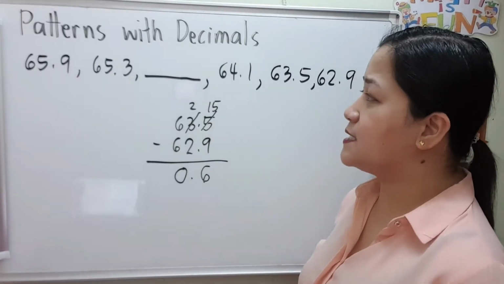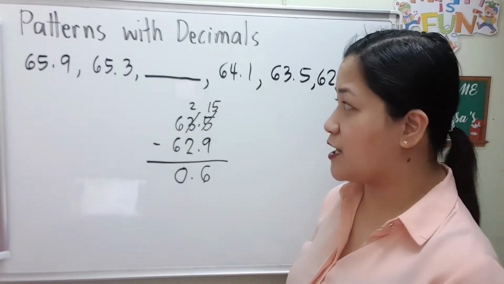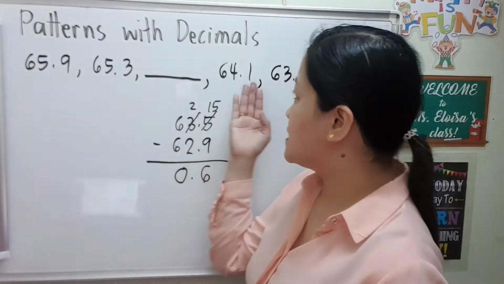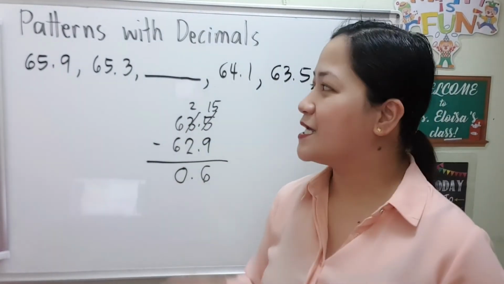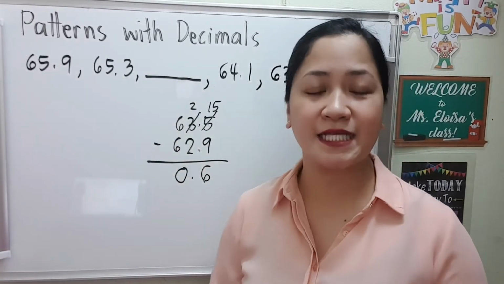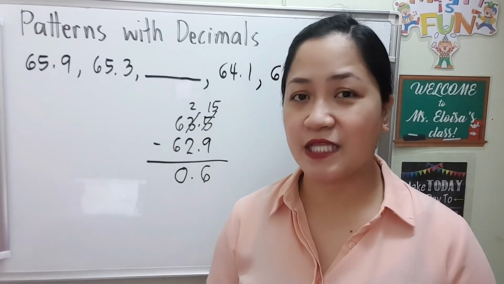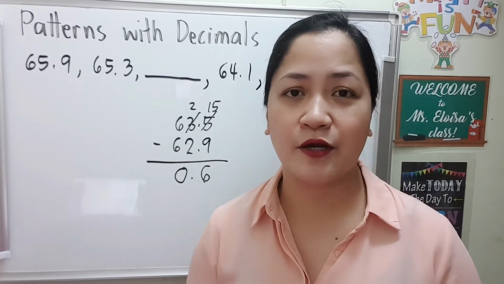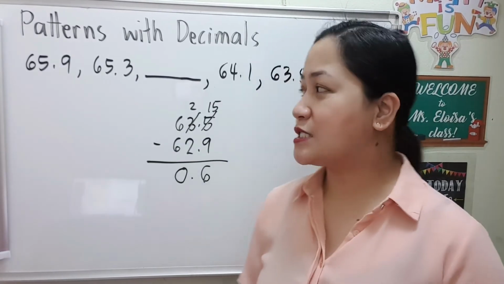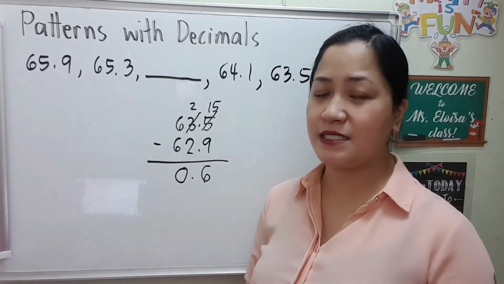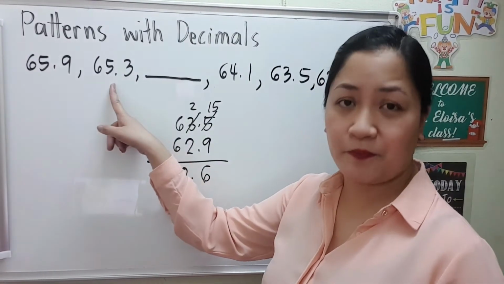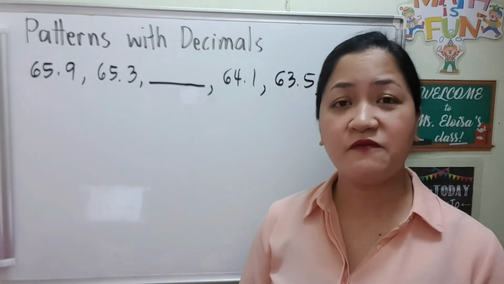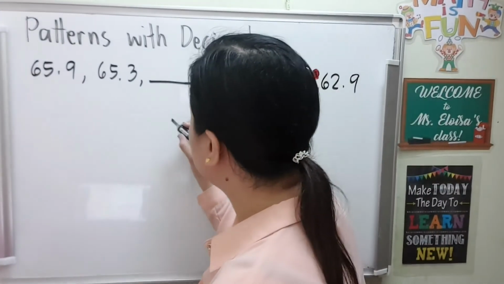Now, we are going to decide if we are going to add or subtract. Look at our numbers. Is it getting higher or getting lower? You're right, that's getting lower, or it is in descending order. So if it is getting lower, that means we are going to subtract. So to get the next term or the missing term, we are going to subtract 0.6 from the previous term. So the term before the missing term is 65.3.